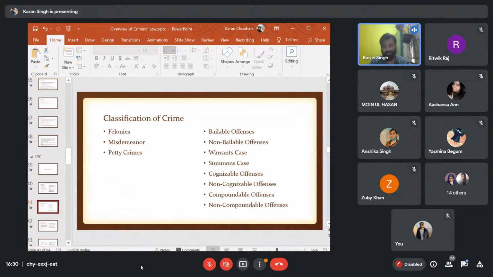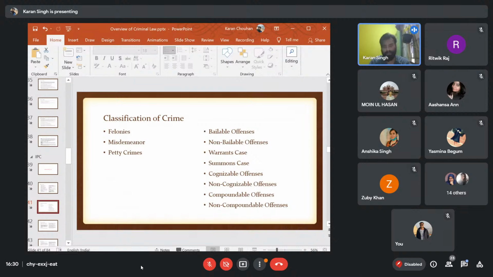Non-cognizable offenses are those of a non-serious nature, and the CRPC itself provides which offenses are non-cognizable. In non-cognizable offenses, police cannot on their own take up those matters. Someone has to go and file a case in a police station or inform the police about it, and then police can take action.